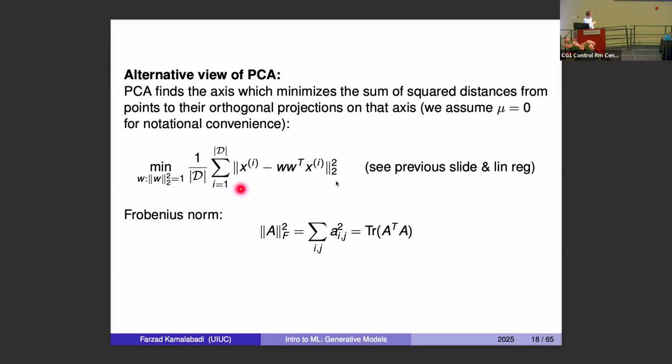Essentially, we have the same minimization constraint, the difference between data points xi and this operator that shows you the orthogonal projection. So W transpose X is what we had for least squares, but then you multiply by W, and that essentially gives you the orthogonal projection of each point onto that line. The way we do that is by using the Frobenius norm, a norm defined for a matrix. You can define various different norms for matrices, but this one essentially means the sum of the diagonal elements, the trace of A transpose A, okay?